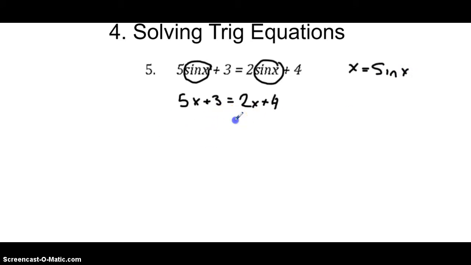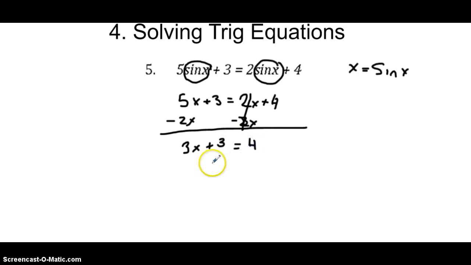Well, we know how to solve this one, so we're going to subtract 2x from both sides, and we get 3x plus 3, that's gone, equals 4. All right? From here, we subtract 3, and we get 3x is equal to 1. And from here, we just divide by 3, and we get x is equal to 1/3.